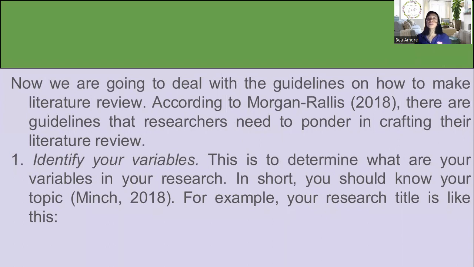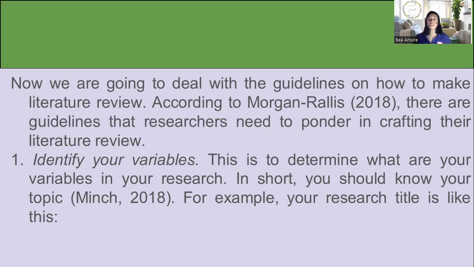Now we are going to deal with the guidelines on how to make a literature review. According to Morgan and Rallis, 2018, there are guidelines that researchers need to ponder in crafting their literature review. Number one, identify your variables. This is to determine what your variables are in your research. In short, you should know your topic.